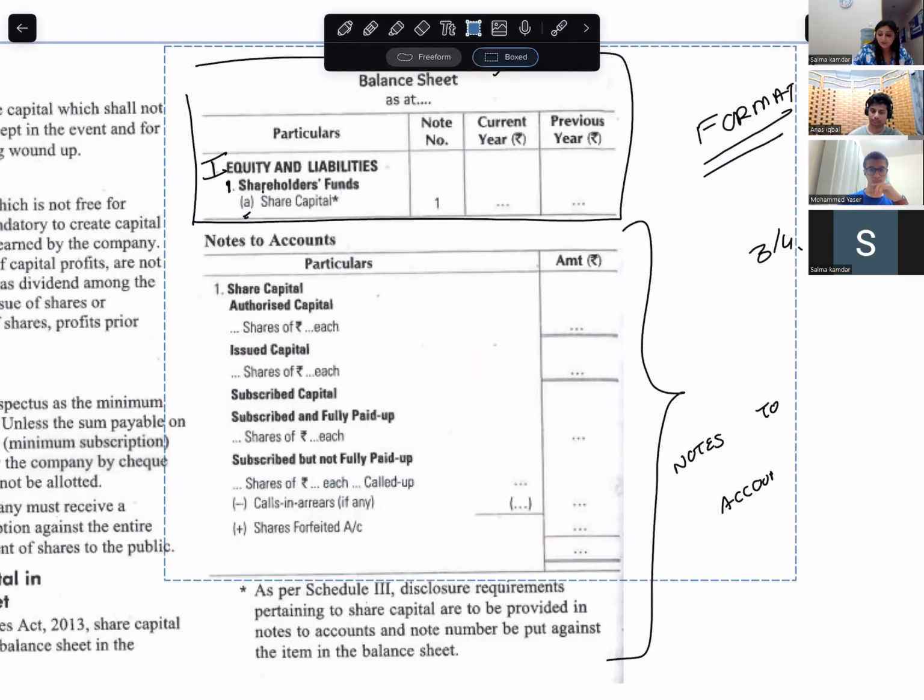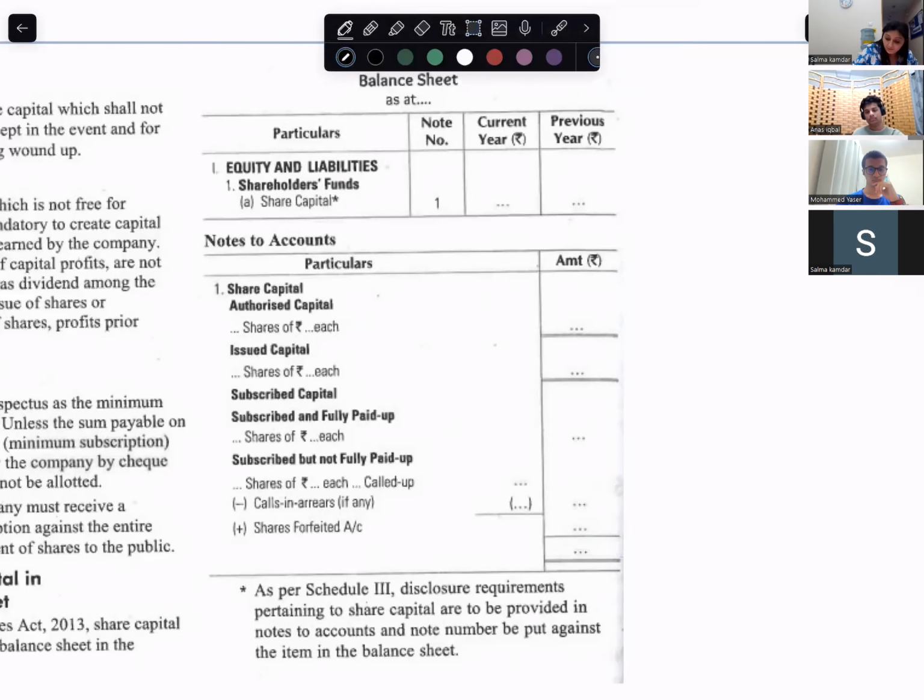Now how you write is going to make a lot of difference. So I'm telling you again, Roman number 1 is equity and liabilities. Below E you will write 1, so it would be shareholders funds, and below S you will write A, and it will be share capital. After that, on share capital, you will put an asterisk mark, because that is something that you have to go to the notes to account to refer.